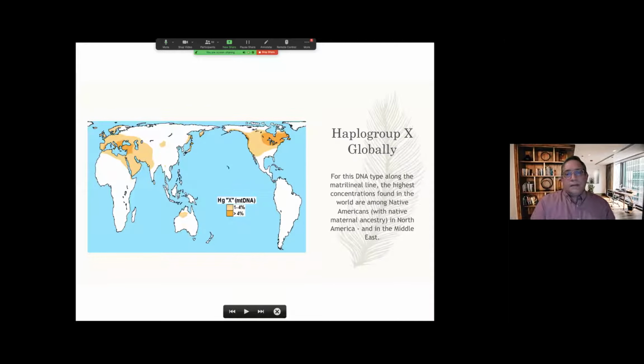All right, so this is a map. This particular one can be found in Wikipedia. It shows the global distribution for haplogroup X, looking at native populations, where this DNA type occurs. And as you'll see, the two places where it occurs with the greatest frequency are the Americas and the Middle East. There's virtually no occurrence across East Asia, such as you would expect if this had come across the Bering Strait.